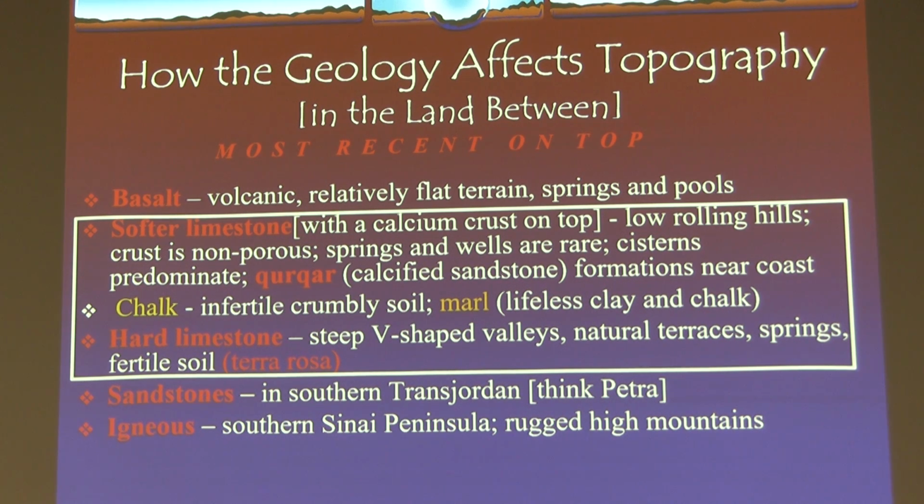Our interest is now going to be in a layer of hard limestone deposited during a geological period called Cenomanian, but don't worry about that. And by the way, this is very simplified. There are different kinds of hard limestone, there are different kinds of chalk layers, and different kinds of softer limestone. I've simplified them into three basic types right now.